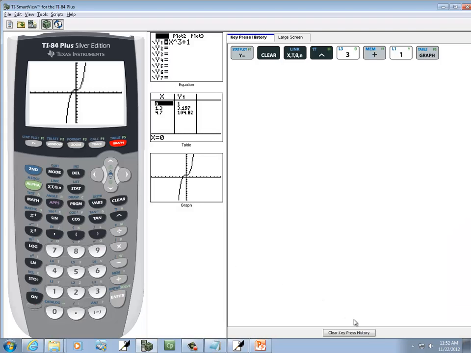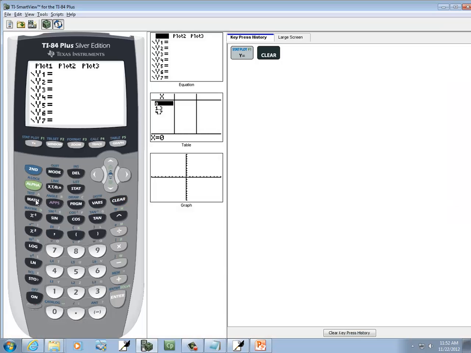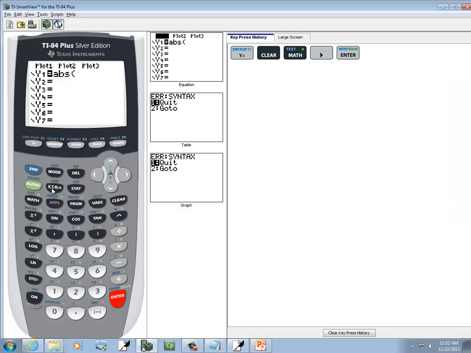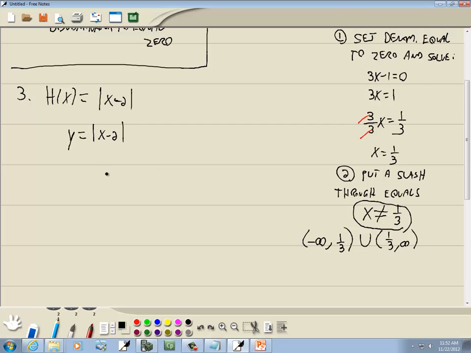So let's graph this. Press y equals, press clear. To get the absolute value, that's under your math button. So press math, right arrow to num. ABS is already selected, so press enter on it. And then we'll put in x minus 2. So press my x key, minus 2, and I'll put a closing parentheses, and then graph. And that would be our answer.